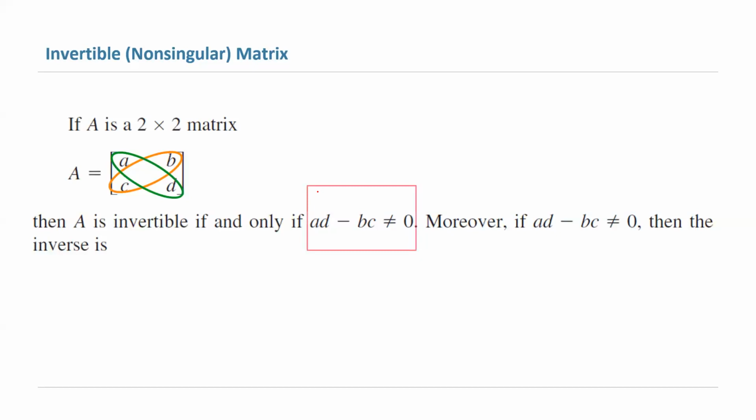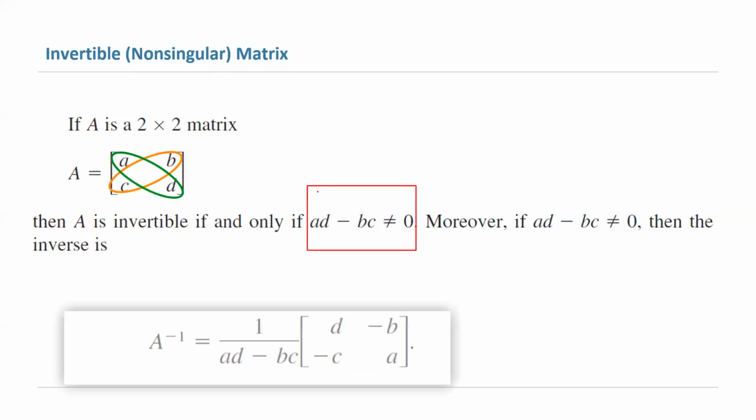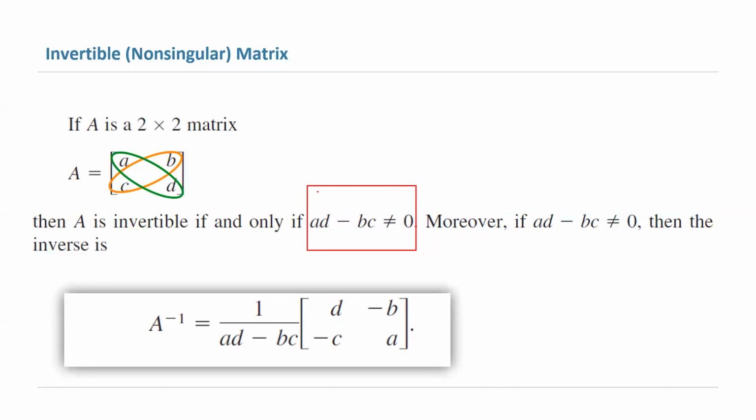If this is non-zero, then you can find the inverse of the matrix using the following formula. The inverse is equal to 1 over AD minus BC. So whatever you found here is going to be in the denominator. And then you interchange A and D, writing it as D, A. And you multiply B and C by -1.